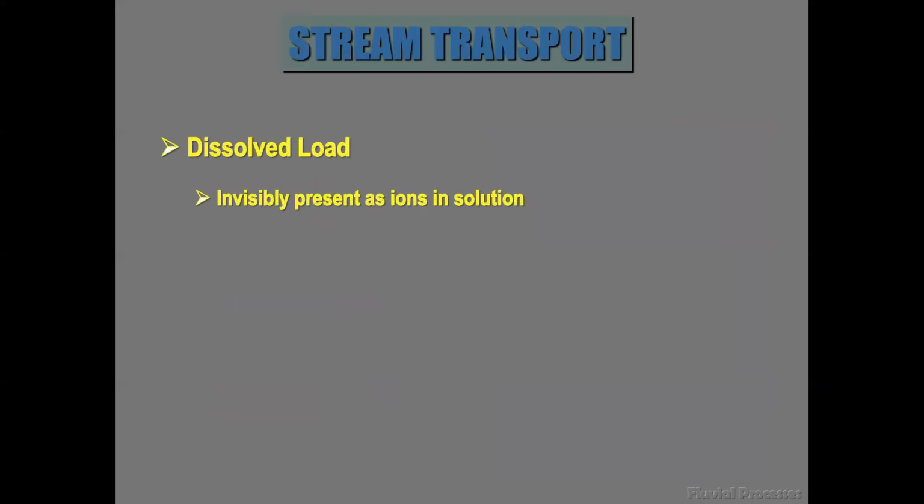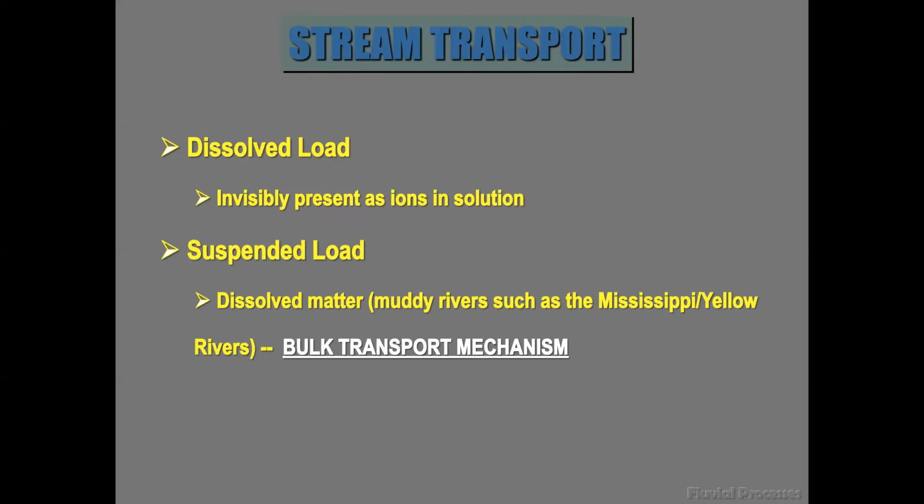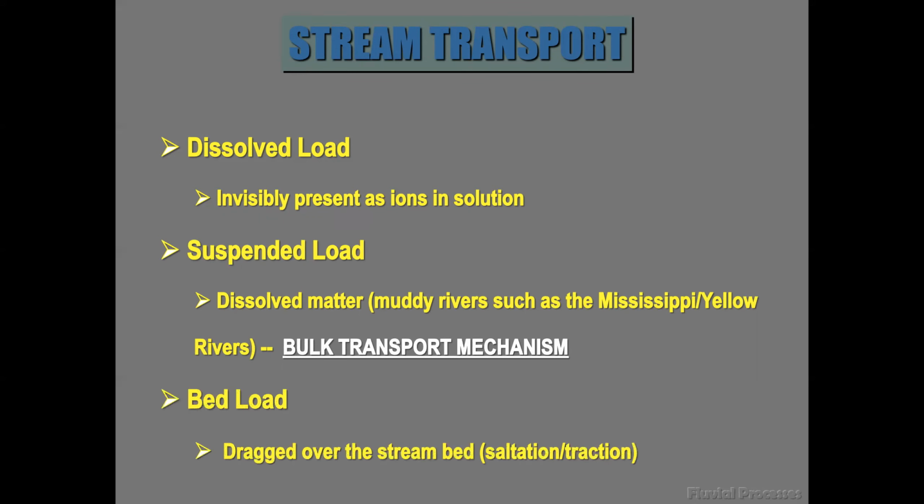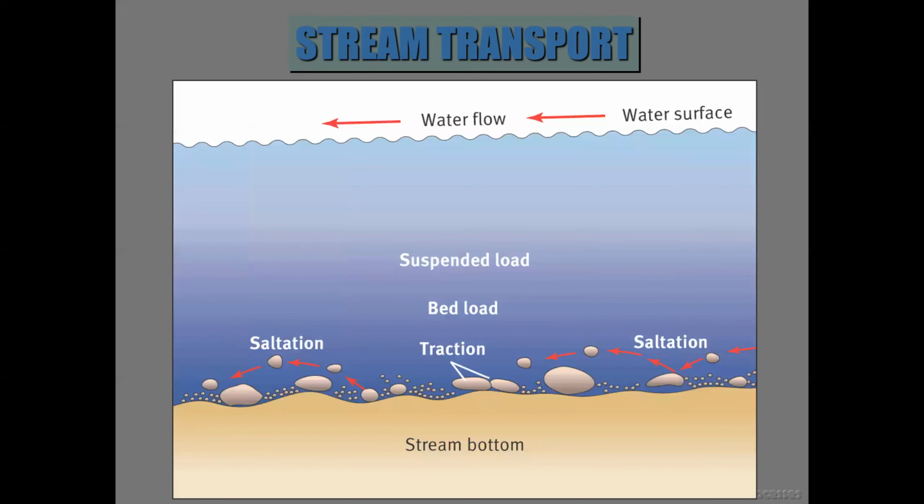So this is how streams transport material. They do it in dissolved load, suspended load, which is the majority of it, and the other would be bed load, which is what gets dragged along the bottom of a river, meaning the big stuff. And here from your textbook, again, suspended load and then traction, which is either skipping along or being dragged along the bottom.